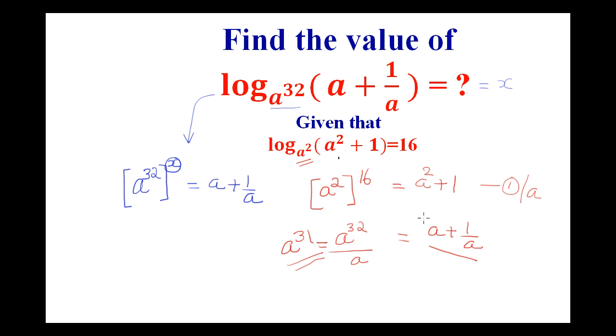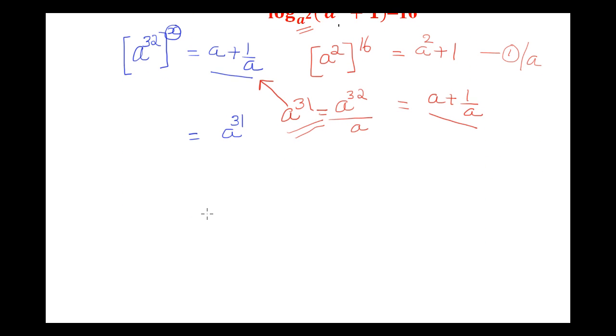Now we will substitute this data here. Then we get a plus 1 by a, that is this form, equals a power 31. That is, a power 32 to the power x equals a power 31.